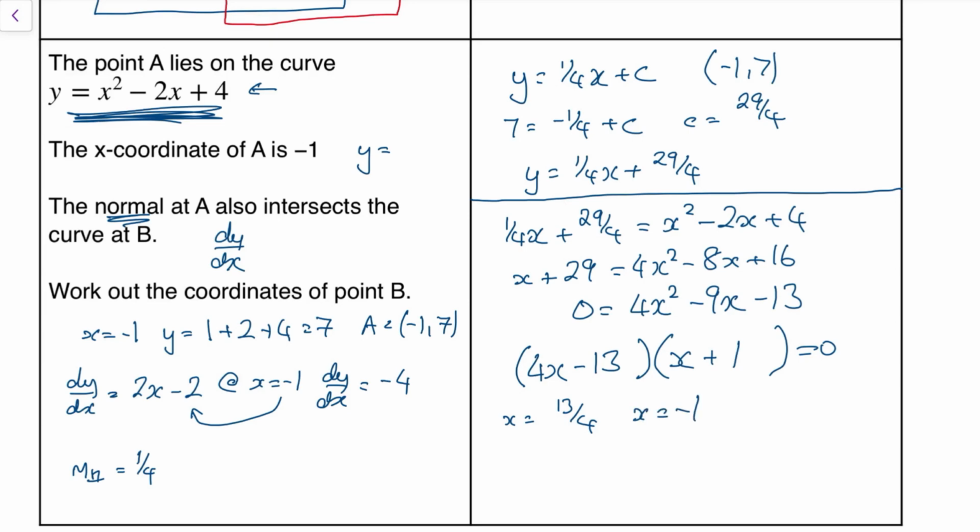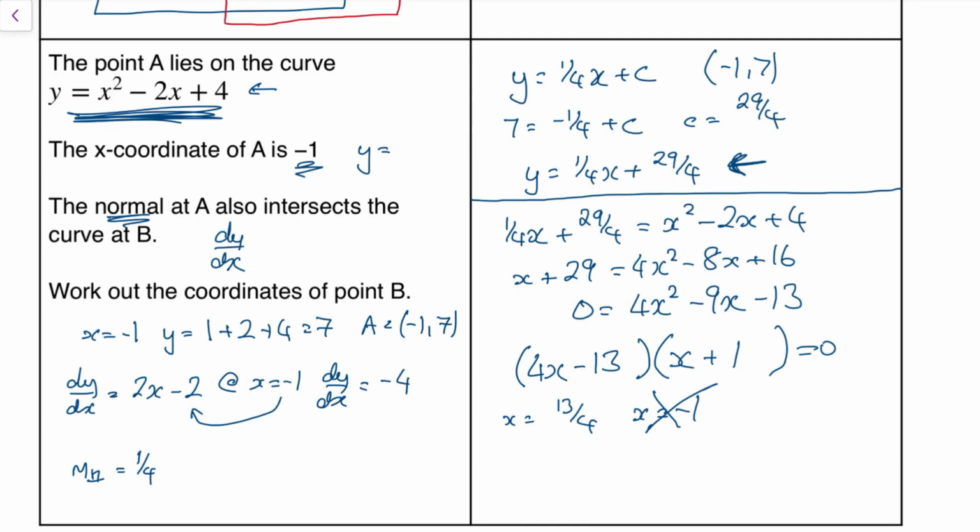Now, pause the video at this stage. One of those is wrong, one of those is correct. Which one is the one I want to use? And hopefully the one that you picked is not this one, because we've already used that one. That was the one given in the question to start with. So therefore I know x, what am I trying to do? Work out the coordinates of B. So I know x equals 13 over 4. I'm going to put it back into, neither of these are easy, are they? Let's put it back into this equation here, because I know they meet at the same point.